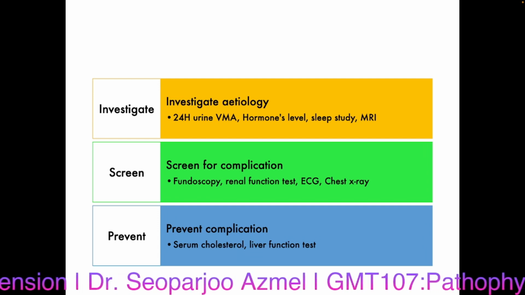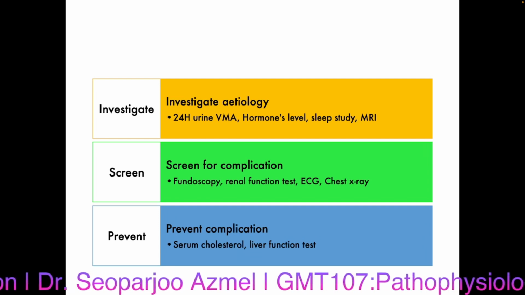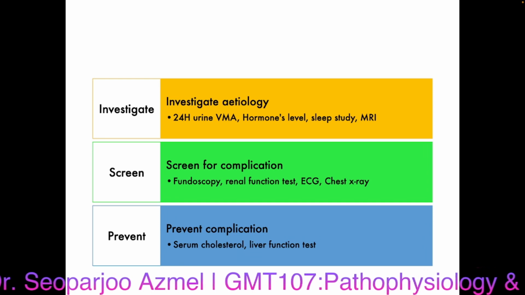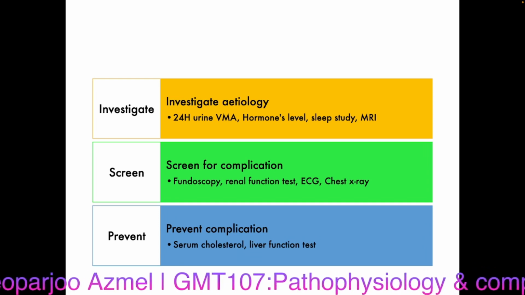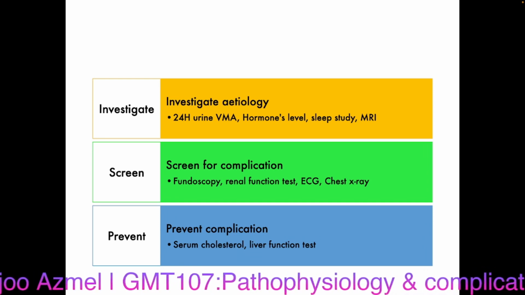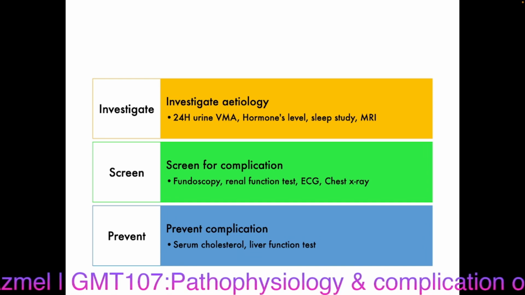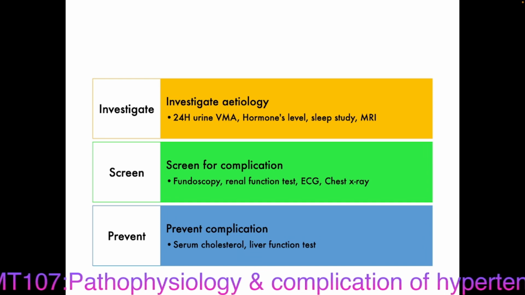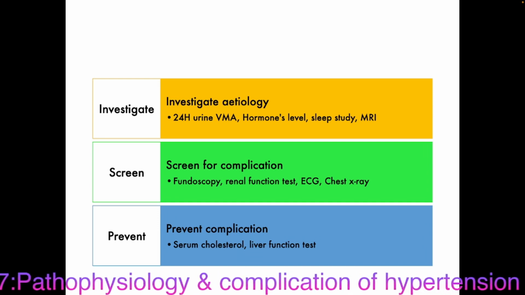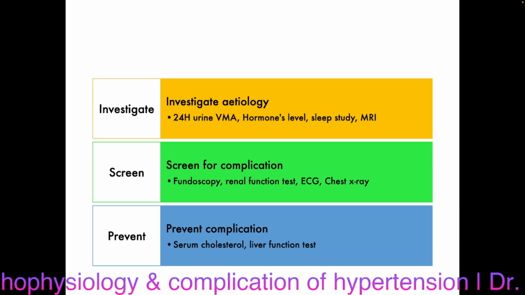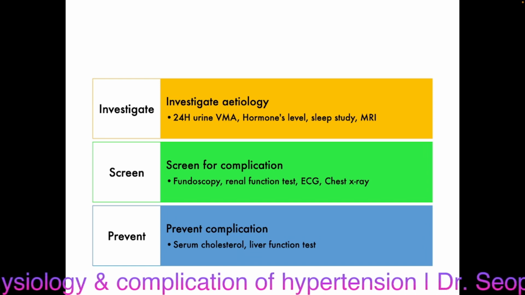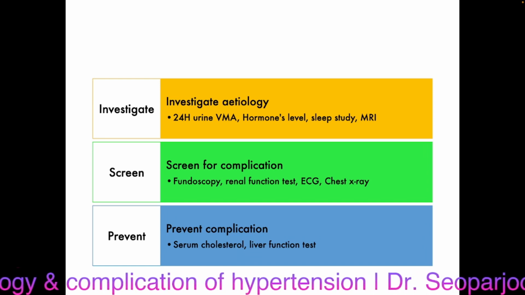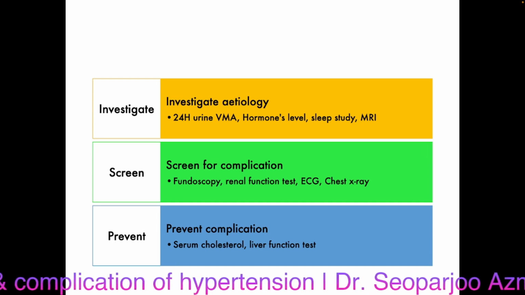And to prevent the complications, we also need to screen for serum cholesterol and liver function tests, because if the patient has hypertension plus high cholesterol, the patient will start to develop complications of hypertension, for example atherosclerosis and ischemic heart disease, sooner compared to a patient who has only hypertension but normal cholesterol.